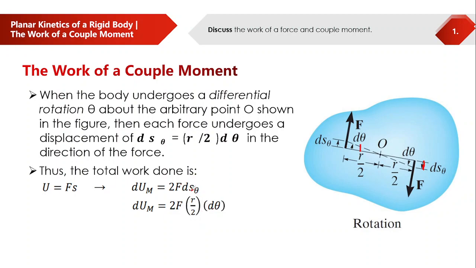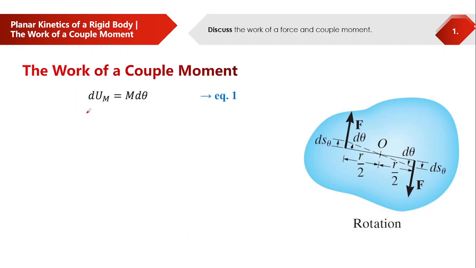To compute this, ds is r over 2 d theta using the arc length formula, so the 2 cancels out. Consider just one F, multiply it by r and d theta, and you have your moment, since M equals F r earlier. So dU sub M equals M d theta. That's all you need to solve.